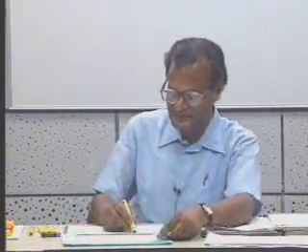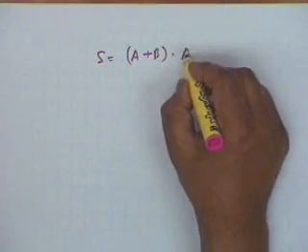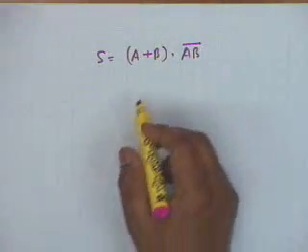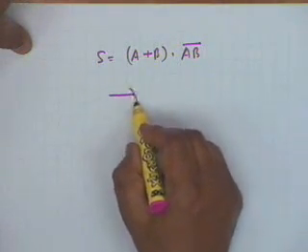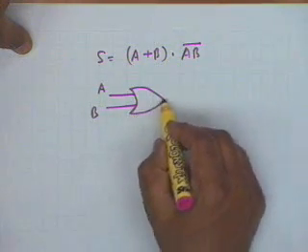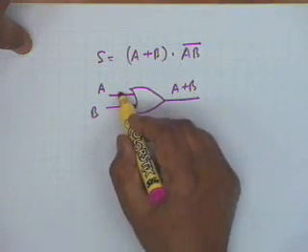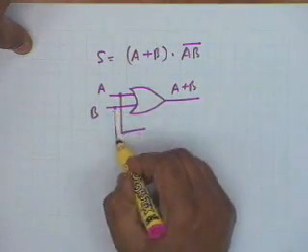Now let us see how this expression can be represented by another logic circuit. S equals A or B and AB inverted. You see, I have A and B. I have an OR gate, so this is A or B. Then I have A and B.